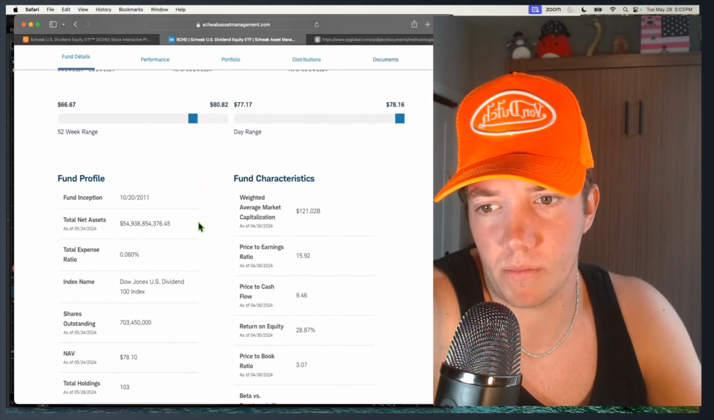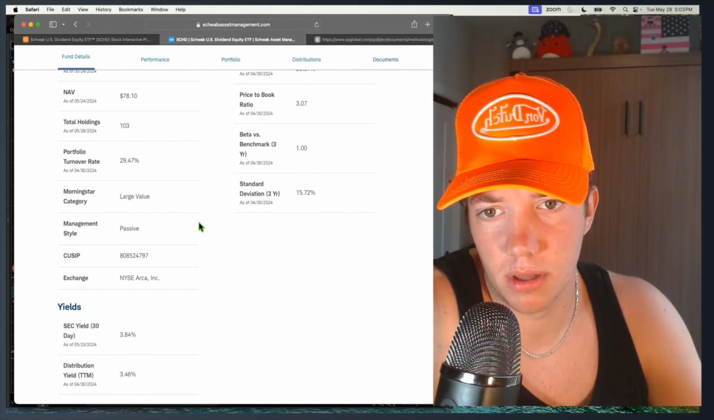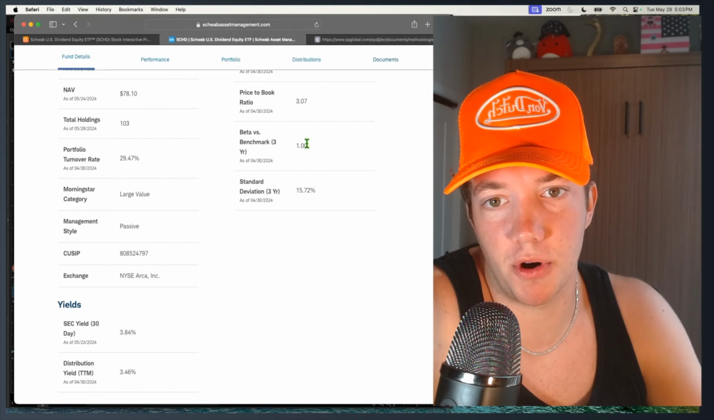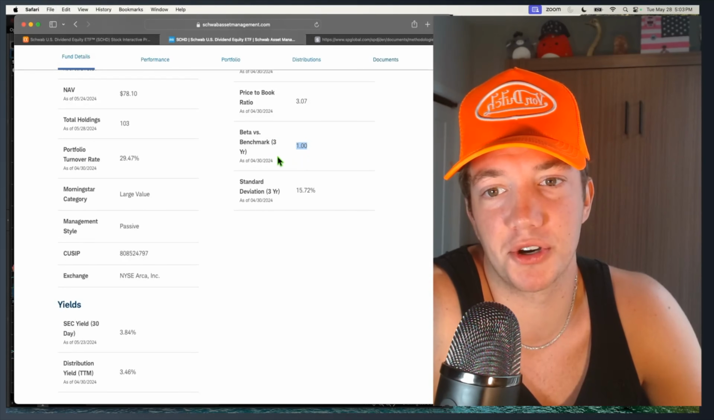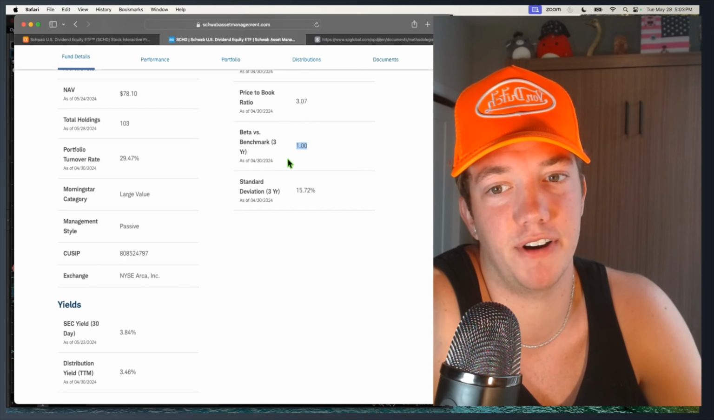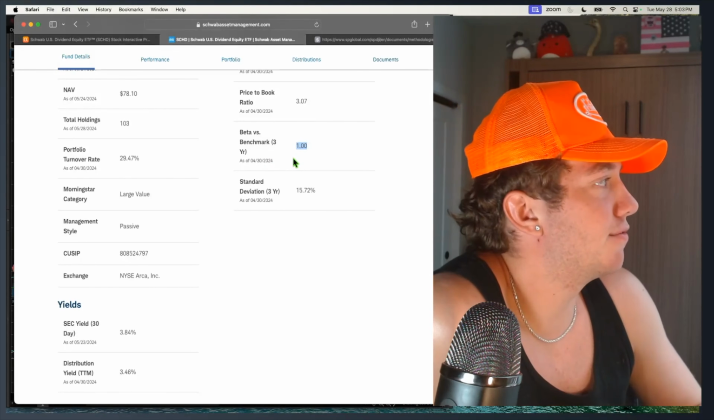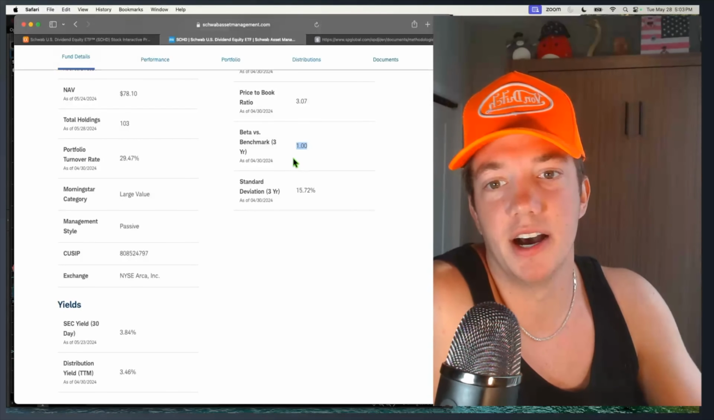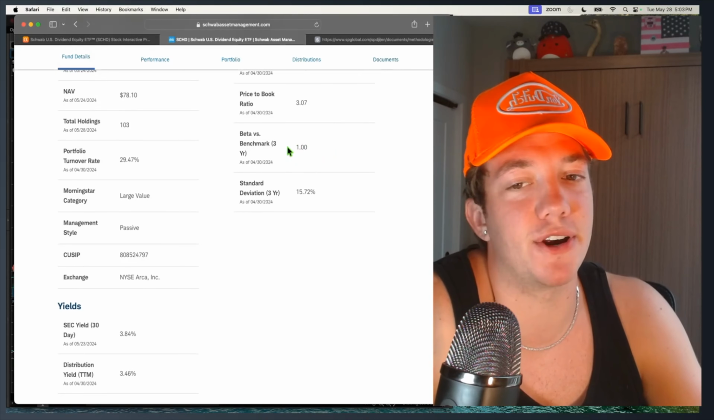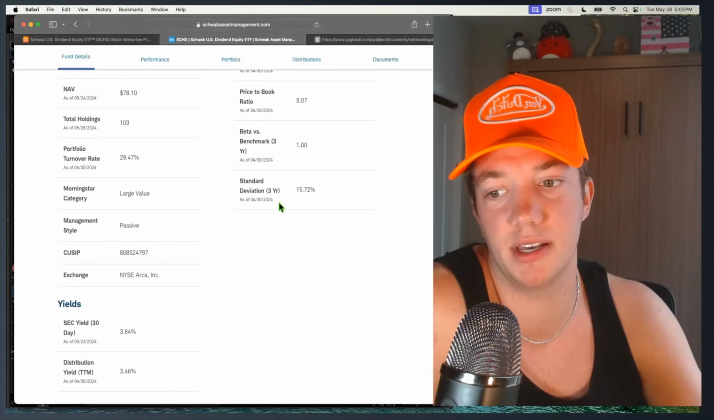I did want to show you beta versus benchmark, 3-year. Its beta is basically 1, so it's going to have very similar volatility to the S&P 500, which I'm under the impression a lot of investors in SCHD think is going to minimize volatility. That is not the case. It's going to be very similar to holding something like SPY in terms of volatility.